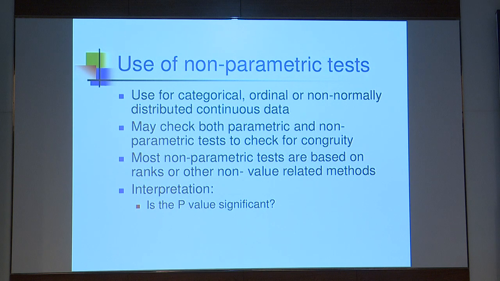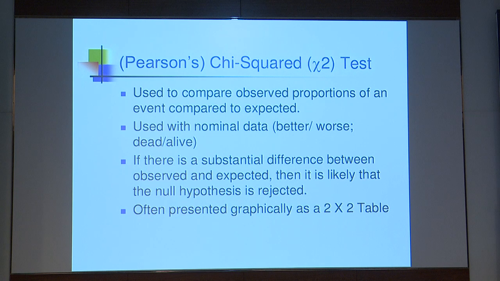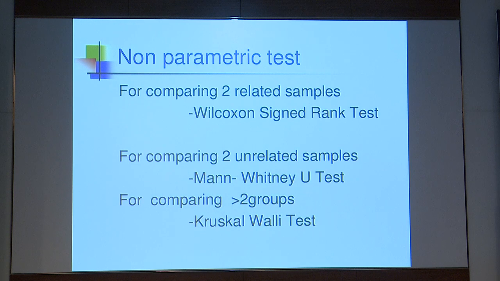Now you have to use non-parametric data. You want to see whether the p-value is significant. Now I will not run into the details, but a Pearson's chi-square test is used to compare observed proportions. This proportion of people in this group or that proportion of people in that group. You want to compare the proportions. All right. And nominal data, better or worse, dead or alive, right? And often graphically represented as a 2 by 2 table.